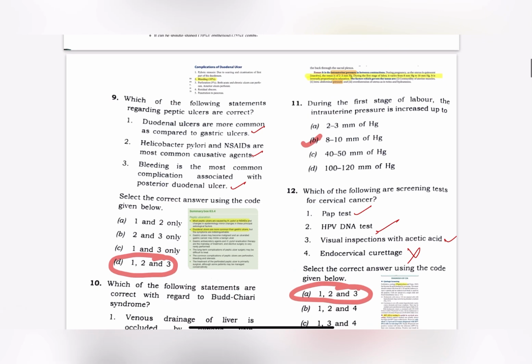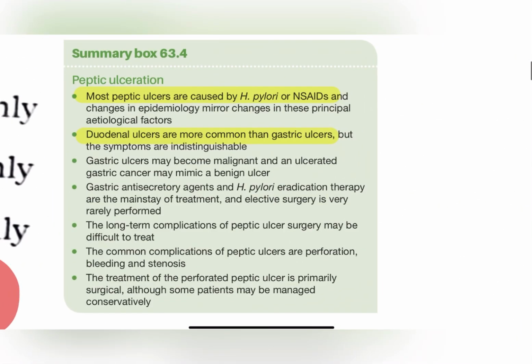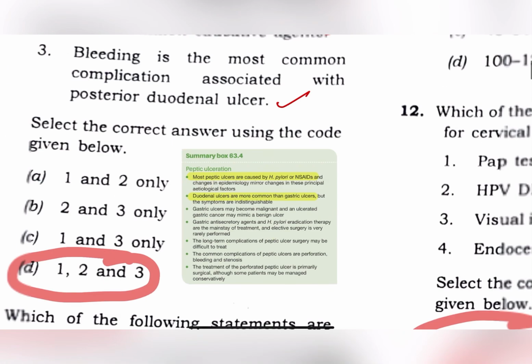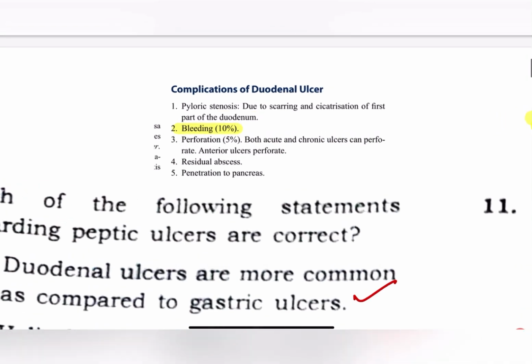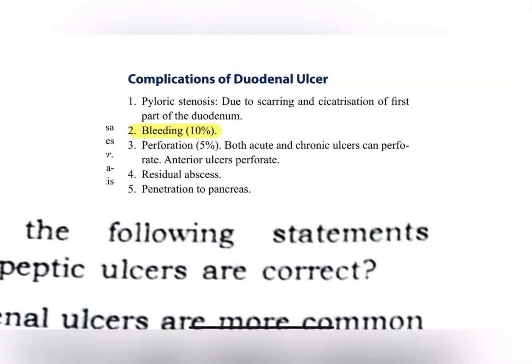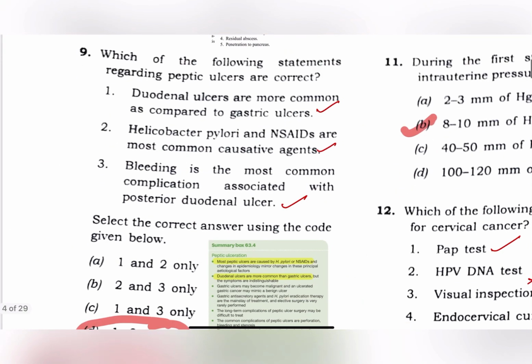In the 9th question they are saying regarding peptic ulcer which of the following statements are true. So duodenal ulcer more common as compared to gastric ulcer, that's true. Most peptic ulcer are caused by H. pylori or NSAID, that is also true. And the third thing is complications of duodenal ulcer, then bleeding is the most common. Then all the 3 statements are true in this case.